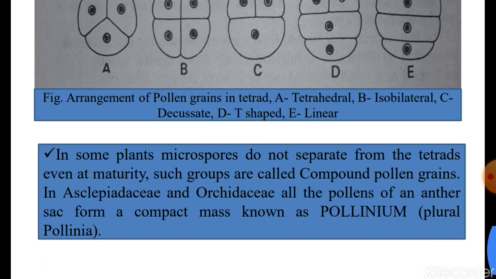In some plants, microspores do not separate from the tetrads even at maturity. Such groups are called compound pollen grains. In Asclepiadaceae and Orchidaceae, all the pollens of an anther sac form a compact mass known as pollinium.